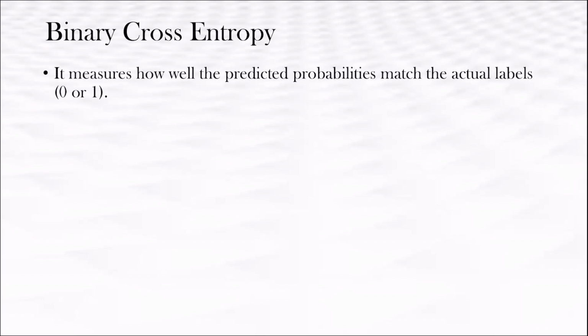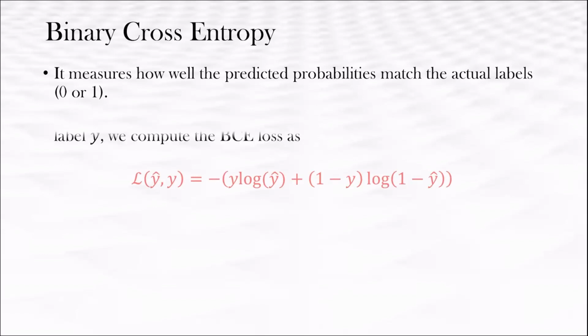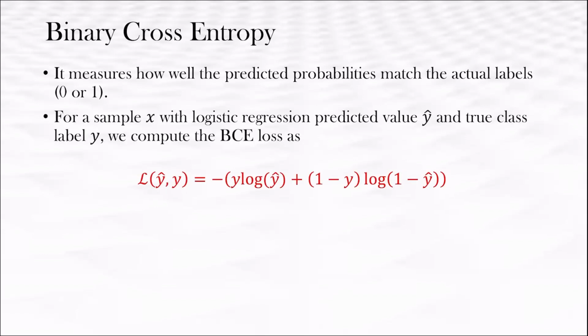So now let's see what this binary cross entropy function is. It measures how well the predicted probabilities match the actual labels, which are actually 0 or 1. So for a sample x with logistic regression predicted value y hat and a true class label y, we compute the binary cross entropy loss function as L of y hat comma y is equal to minus y into log y hat plus 1 minus y into log of 1 minus y hat.